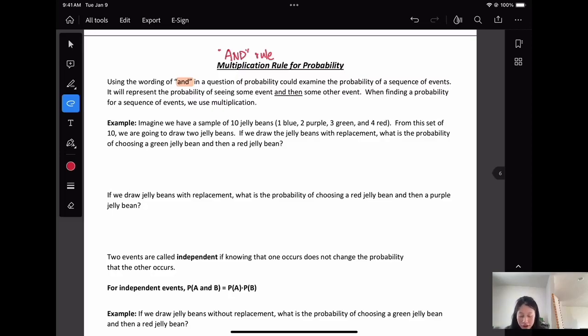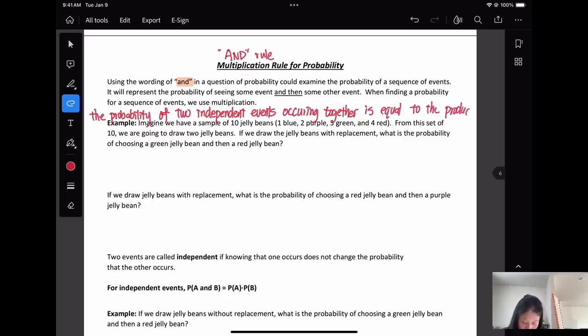states that the probability of two independent events occurring together is equal to the product of their individual probability.